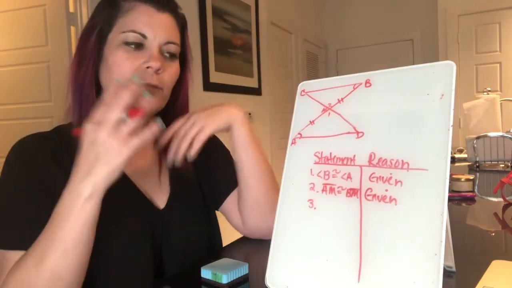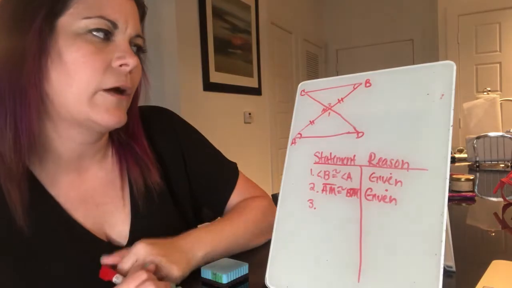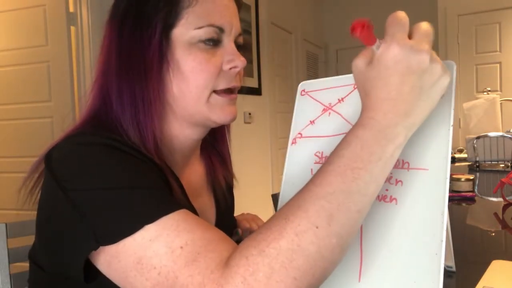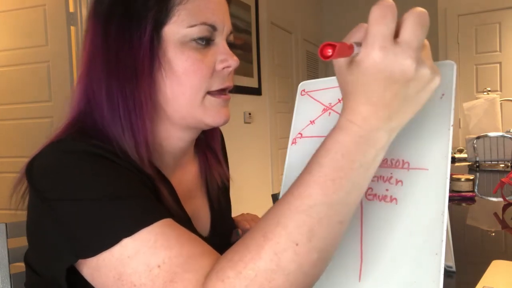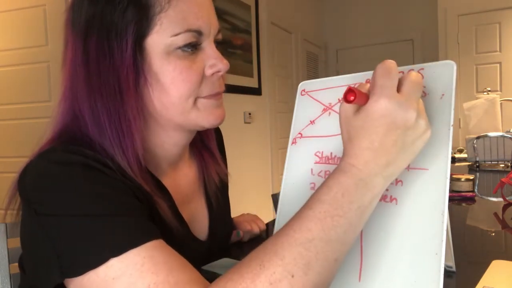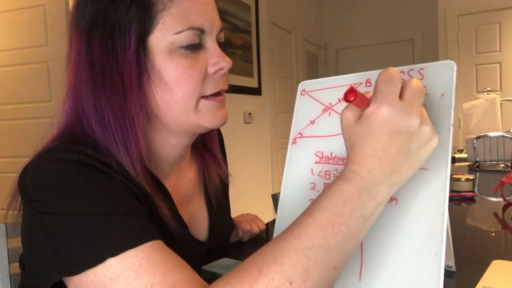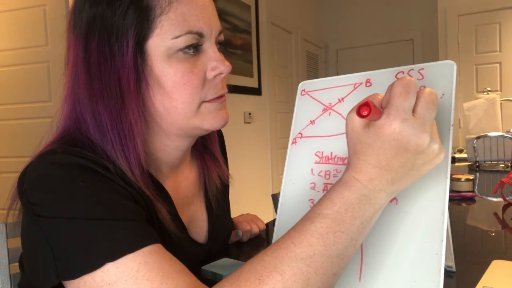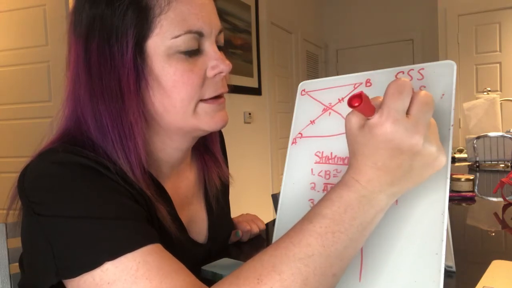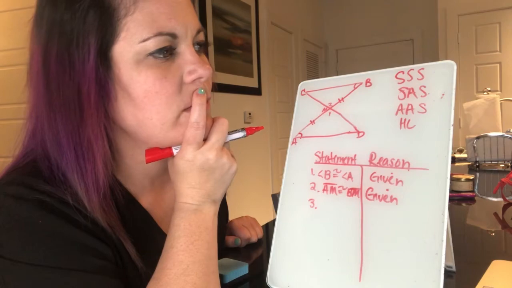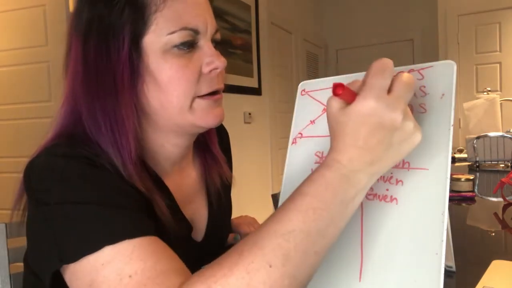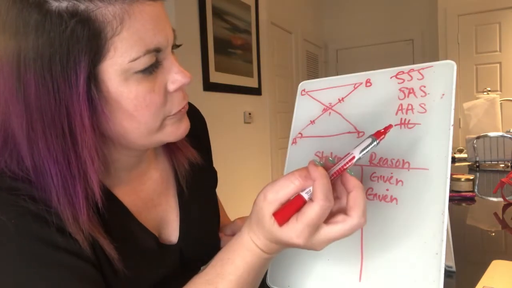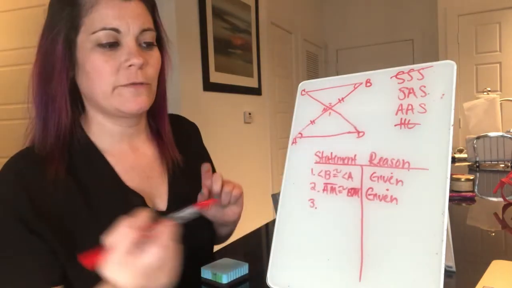So that's the thing. You list what you're given, and then you're like, well, I have an angle and a side already. So we know we're not going to prove it by side, side, side, side, angle, side, angle, angle, side, hypotenuse, leg. So we know we're not going to do it here or here because this isn't right triangles. So is there another side that we can prove? No, but we can prove angles.